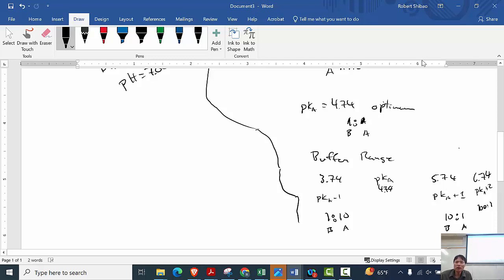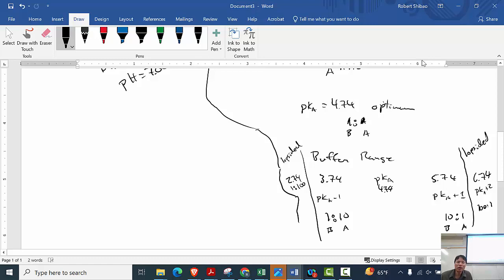And so we don't want the buffer to become too lopsided. This is what we call lopsided over here. This is too much base. Likewise, if we go down to 2.74, it's a 1 to 100 ratio. If we go to 1.74, it's a 1 to 1,000 ratio. You know, and so it's going to be too lopsided. This is heavily biased towards acid. This is heavily biased towards base.